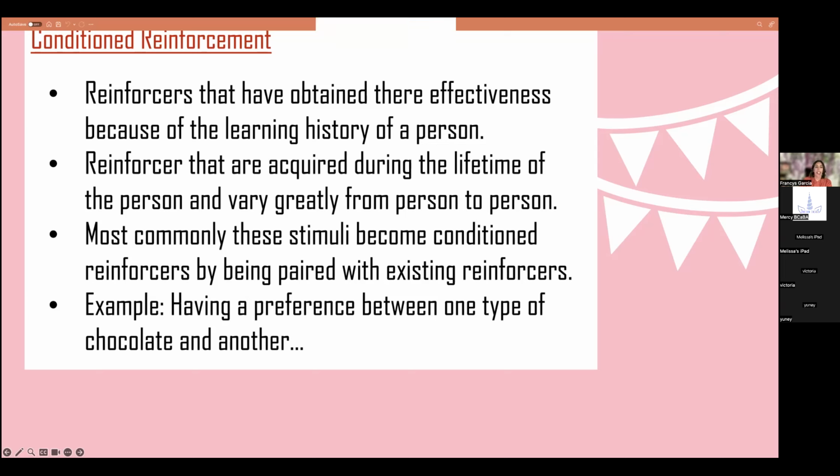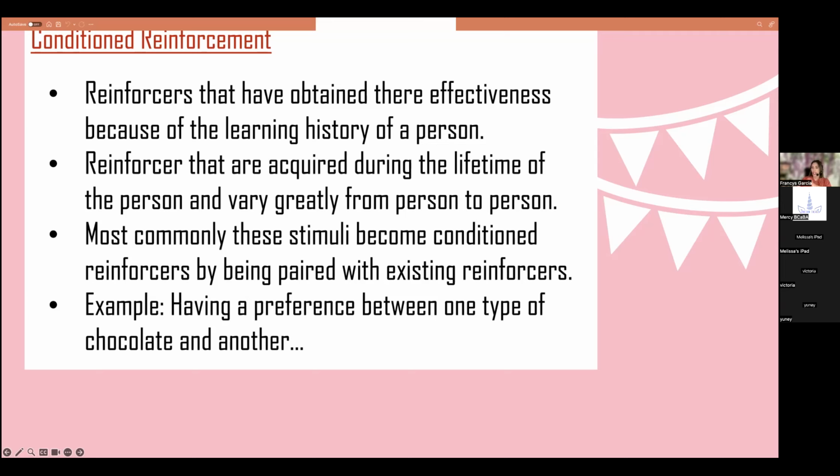So, reinforcers that are acquired during the lifetime of the person and vary greatly from person to person. Keep that in mind. These conditioned reinforcers are not something that we all, together as a group, share. Everyone has different forms of reinforcement. What could be reinforcement to me doesn't necessarily have to be reinforcement to you. Conditioned reinforcement is something that you learned. Like maybe you love Cheerios and that's a huge reinforcer for you. For me, that is not. It's a punishment. Give me Cheerios and I hate it and I will not work for Cheerios.